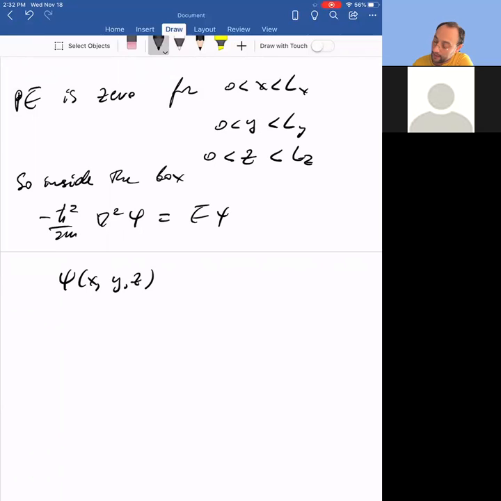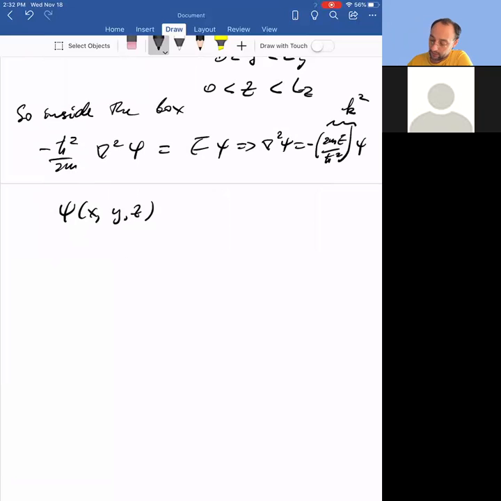Let me rewrite it. I can rewrite it like this. Laplacian acting on the psi equals minus 2mE over h bar squared times psi. So this is some kind of a constant. I can call it k squared. But how do you solve this, right? You know how to solve this equation in 1D. How do you solve this in 3D? So we will continue separating variables.